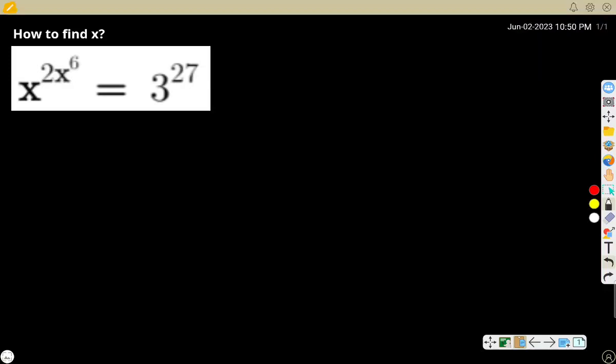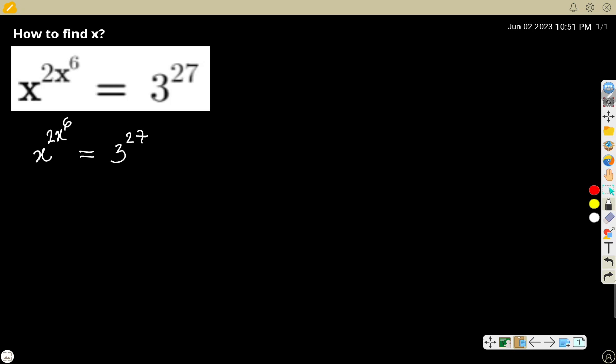So how can we find s in this equation? So the equation is s raised to power 2s raised to power 6 is equals to 3 raised to power 27. So this is the equation. So how can we find s here? You can't apply logarithm to both sides here, so it will fail. We are going to use Lambert W function to solve this.